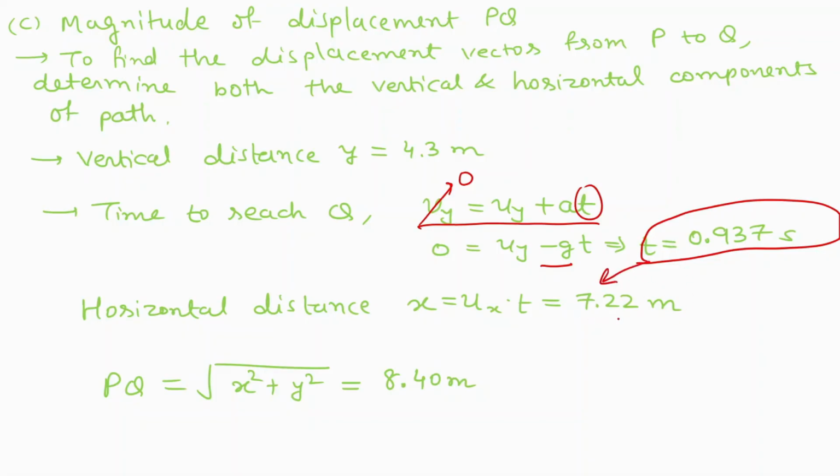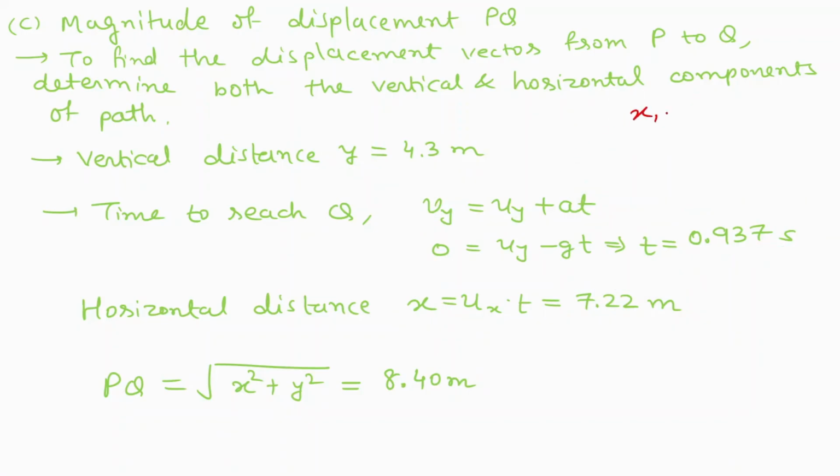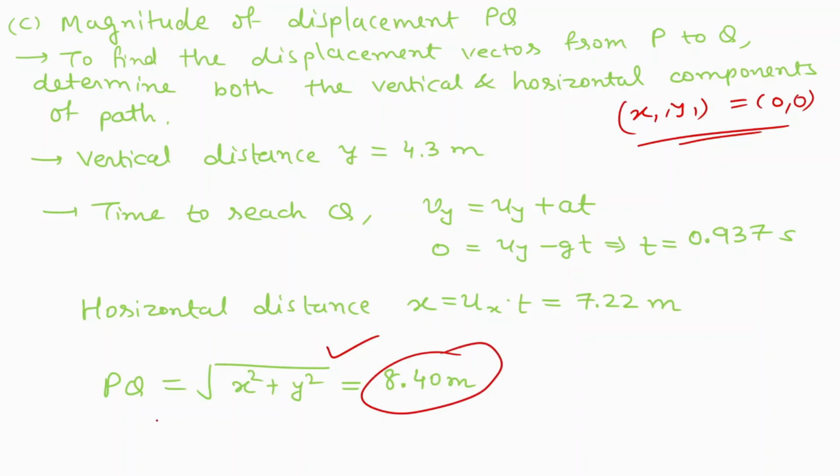And time is required for this also. Ux times t is 7.22 meters. Once you know the x and y, you can calculate this value, because initially we take P at the (0, 0) coordinate. So that's why we didn't consider x1, y1 here. It is 0, 0, so it is meaningless to use it here. So we directly do x squared plus y squared. After you get the answer of 8.4 meters, which is the displacement vector of PQ.